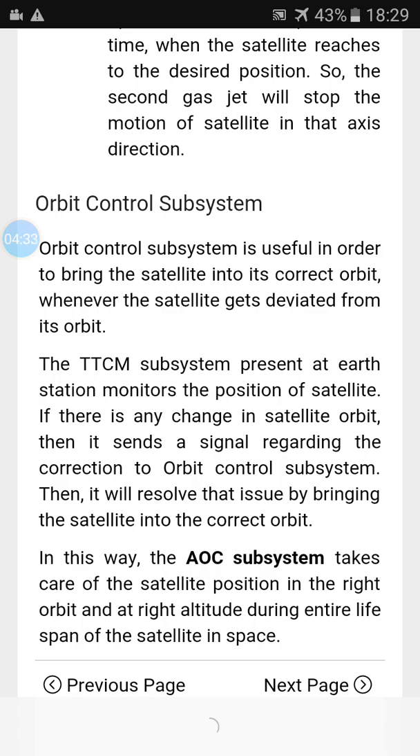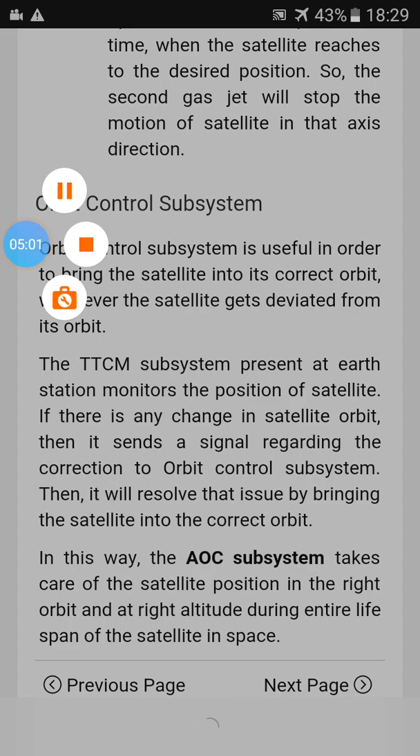It resolves the issue by bringing the satellite into the correct orbit. In this way, this subsystem, attitude and orbit control, takes care of the satellite position, and this is very important.